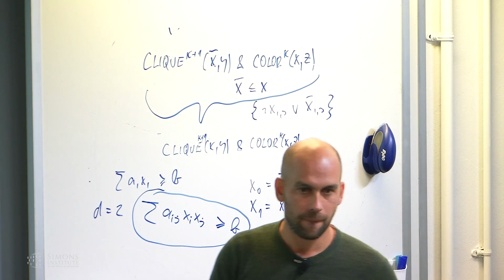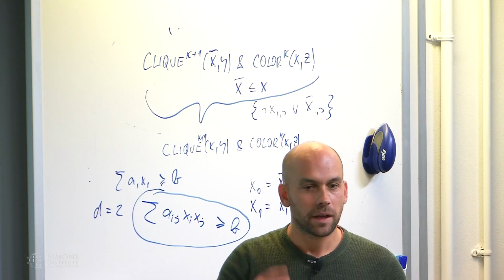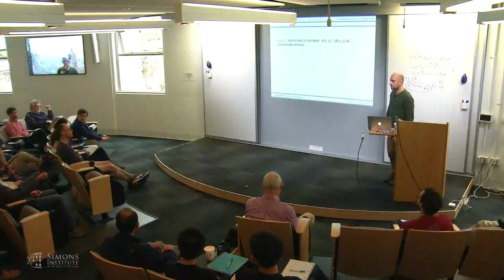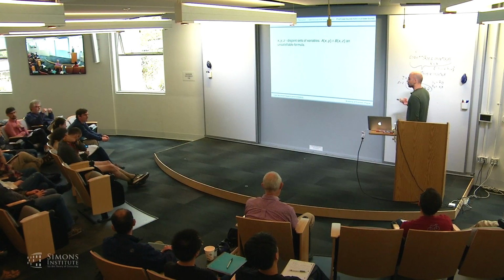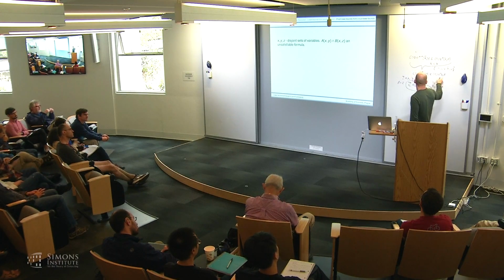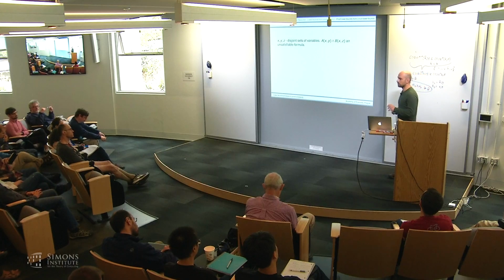So it could be something along the lines of: y is a clique in X and has size k plus 1. So y might give you the clique. Yes, y gives you the clique. Think of y as actually being the clique, okay? This says that y is a clique in the graph X, and this says that z is a coloring of the graph X, okay? So it just gives you the witness.